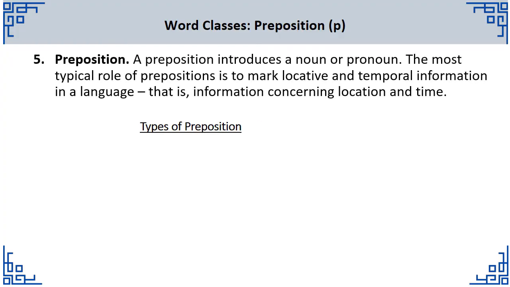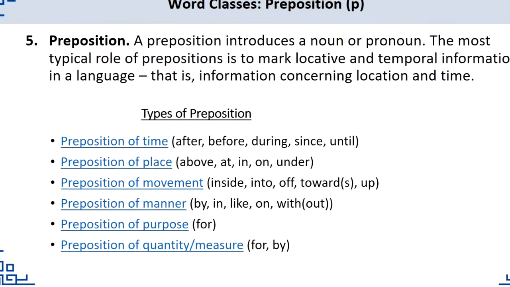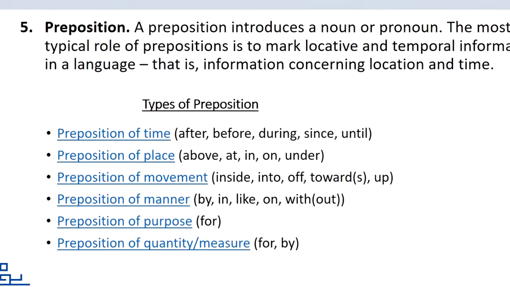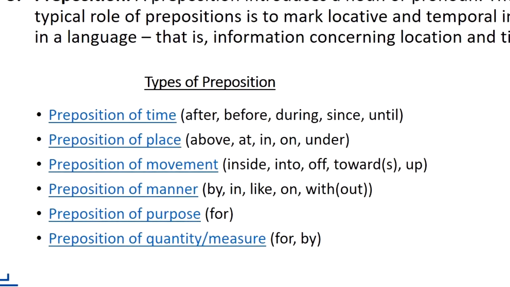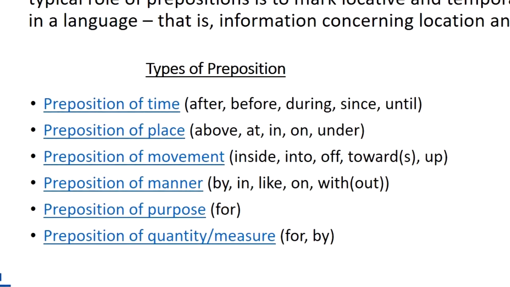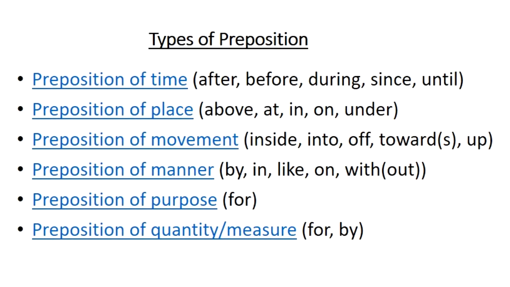Next, preposition. A preposition introduces a noun or a pronoun. The most typical role of a preposition is to mark locative and temporal information in a language, that is, information concerning location and time. In English, prepositions are divided into 6 types: preposition of time, preposition of place, preposition of movement, preposition of manner, preposition of purpose, preposition of quantity or measure. In terms of function, many prepositions are optional modifiers of verb.